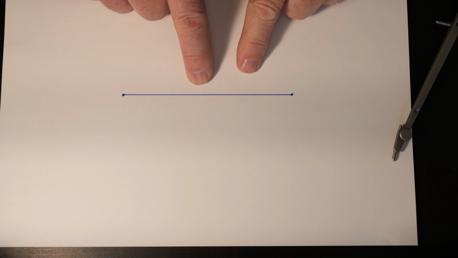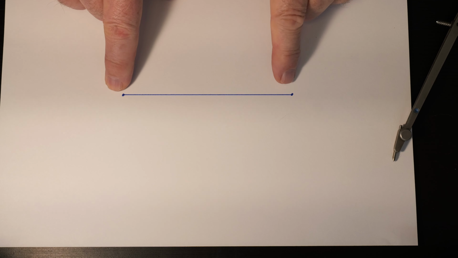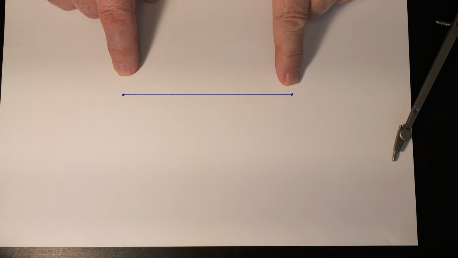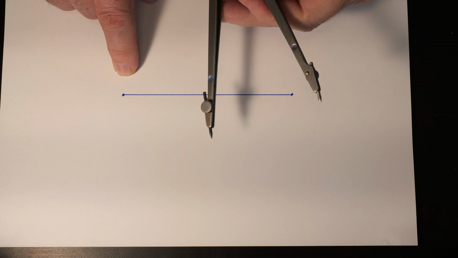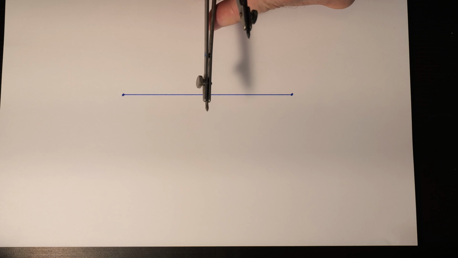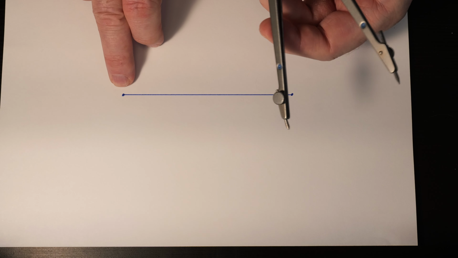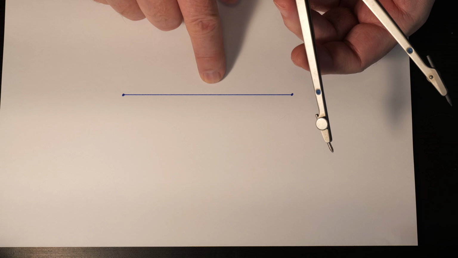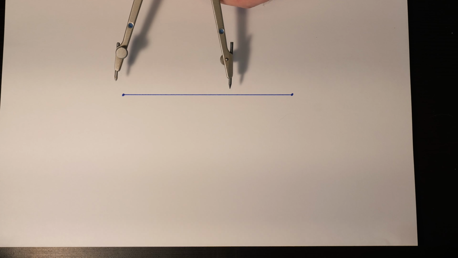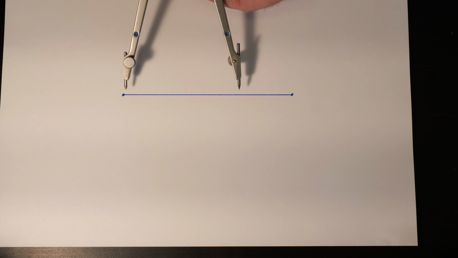What if we want to find the exact midpoint between the two endpoints of this line? All you need to do is take your compass and set it to some arbitrary distance that's longer than the distance between the endpoint and somewhere around the midpoint. So here I've got it set just past that.